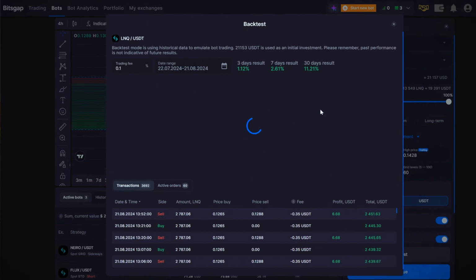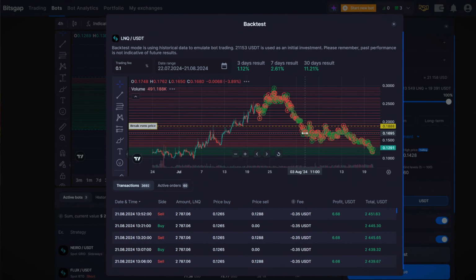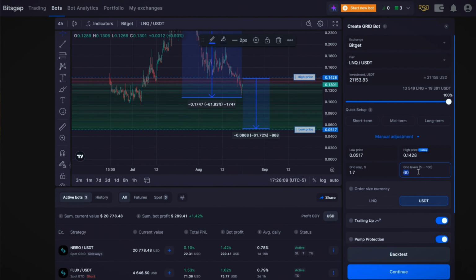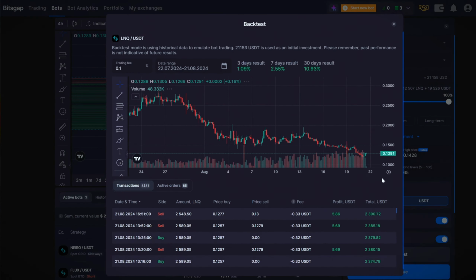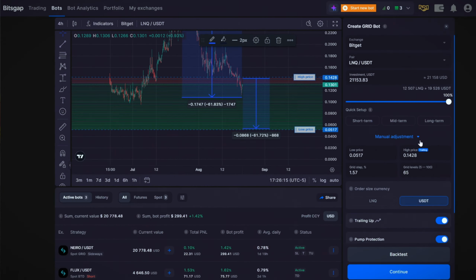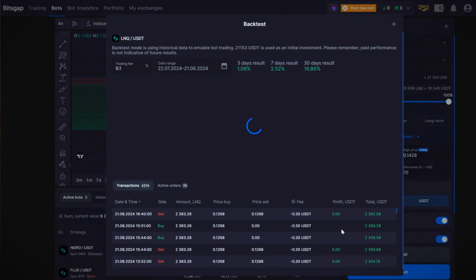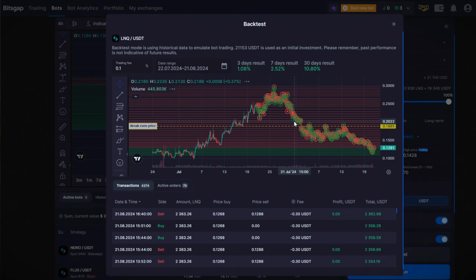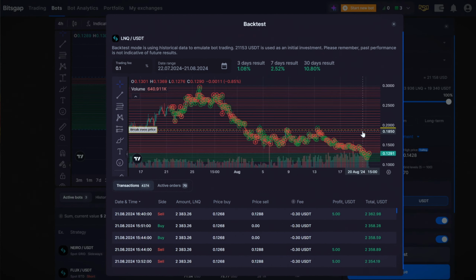Let's give it another quick back test. Let's see what we get. 11.21%. All right, let's try increasing the amount of grid levels. Okay, we're getting at 10%. Let's do 70 grid levels and let's see what we get right here. 10.80%. Again, guys, this is on a downtrend, right?